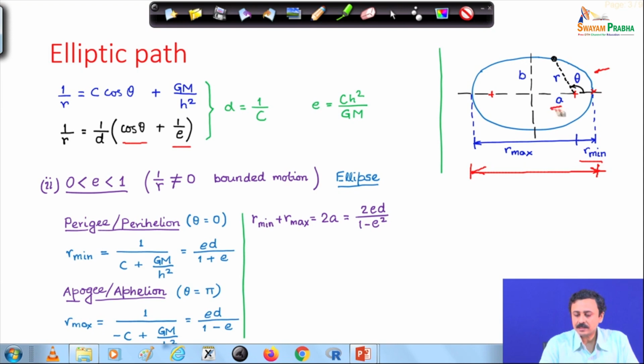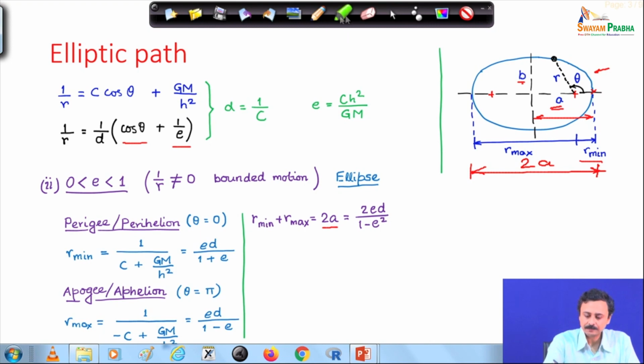A is the semi major axis, B is the semi minor axis, half of the minor axis. So, A is this distance, therefore this whole distance is 2A. R min plus R max therefore is 2A, and from the geometry side it turns out to be 2 E d by 1 minus E square.